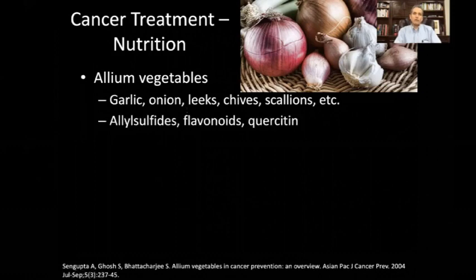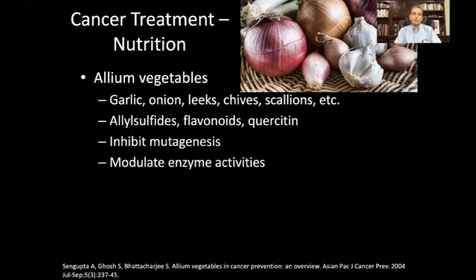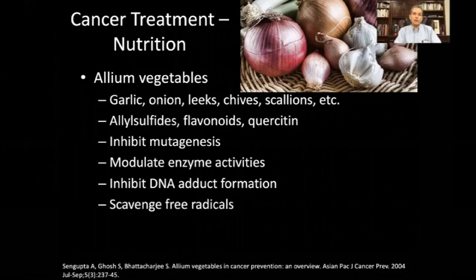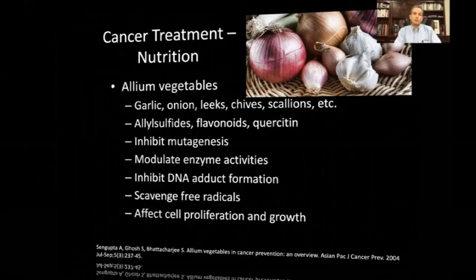They have these allyl sulfides, flavonoids, and quercetin. Quercetin is particularly high in your onions, and helps to inhibit mutation, right? Mutagenesis. They modulate your enzyme activity. They inhibit DNA adduct formation, meaning damage or alteration in the DNA. And they scavenge free radicals, so they're great antioxidants, and they affect how the cells will grow and proliferate.